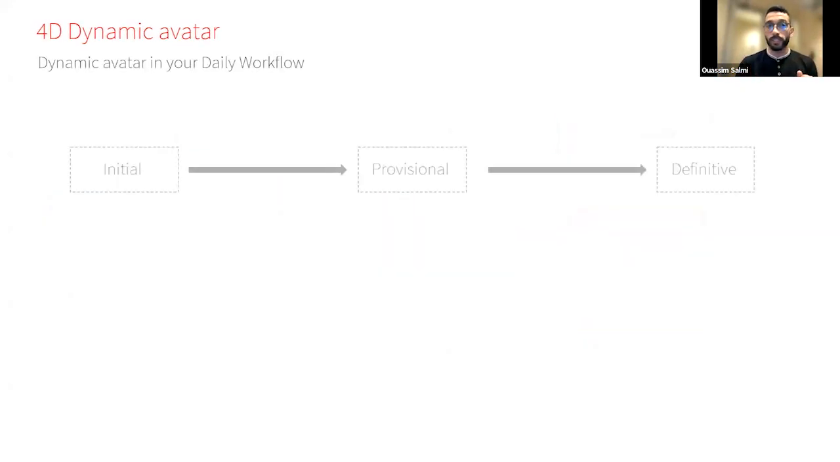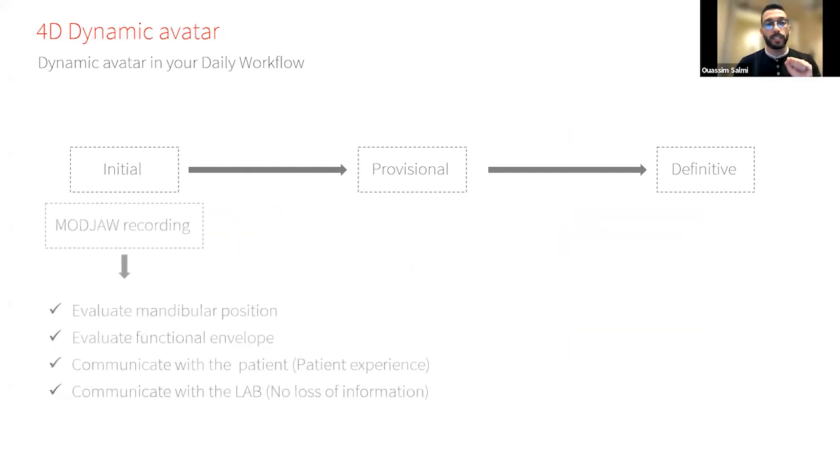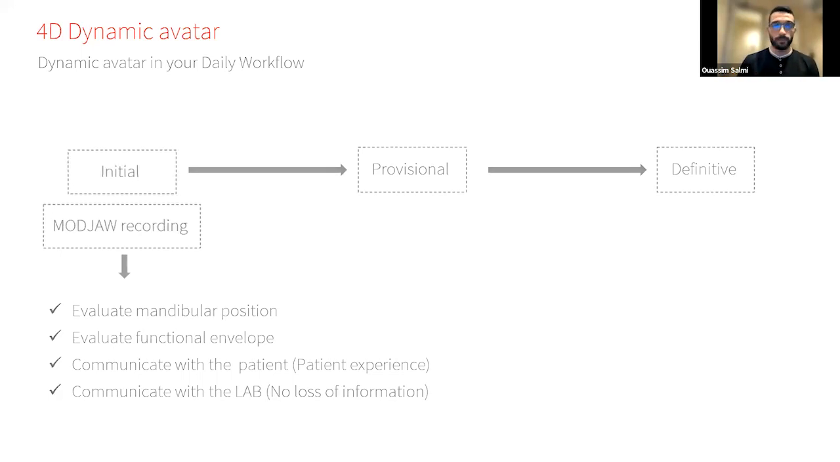So this is why I want just to say that an initial recording the first time where the patient is in the clinic is so important, as you can see in here. Initial, provisional, definitive. So for me, I will talk more about the initial, because this is where you can evaluate the initial mandibular position to see if you are going to change or not, and you are going to have the correct one. You will evaluate the functional envelope, the initial one, to see if you are going to keep it or to re-educate it to change it according to all what you recorded. You can communicate with the patient also, where are you going? And you can communicate with the lab the correct information without any loss of information.